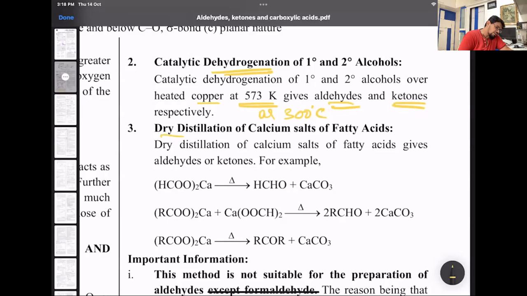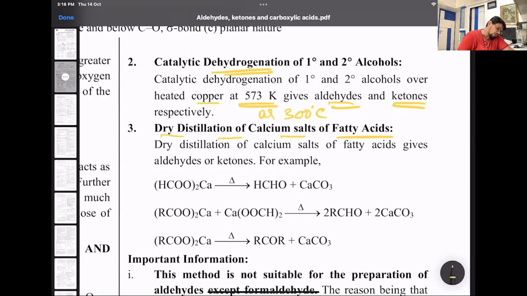Then we have dry distillation of calcium salts of fatty acids. Now, calcium valency is 2. So if you take any acids and react with active metals like sodium, potassium, calcium, they form their respective salts and they liberate hydrogen gas.